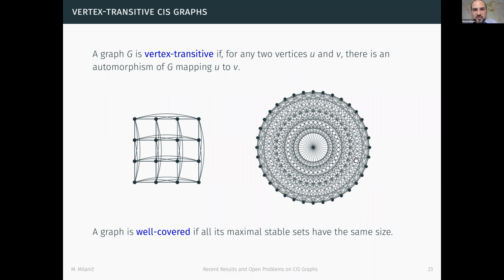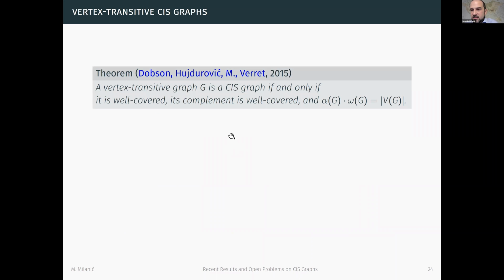Now, in the case of CIS graphs, we have the following characterization. A vertex transitive graph is CIS if and only if it is well covered. So all maximal stable sets have the same size. Its complement is well covered. So all maximal cliques have the same size.